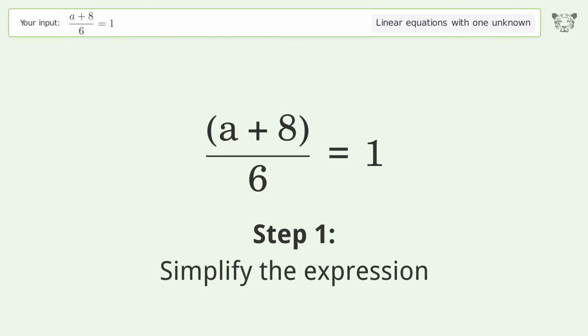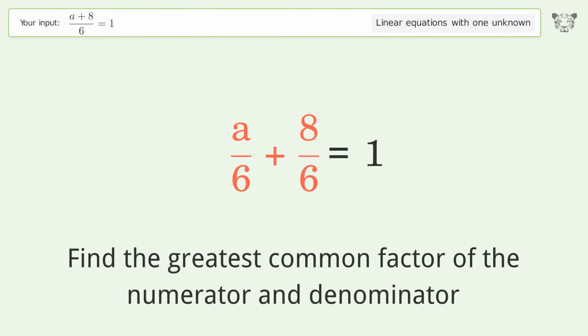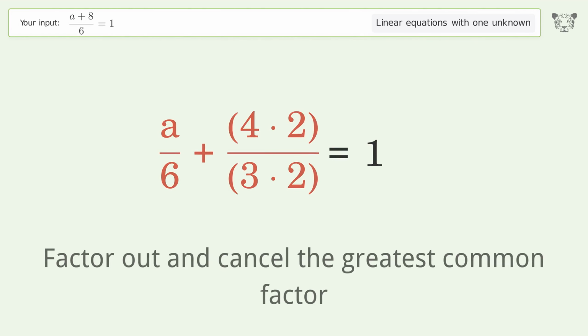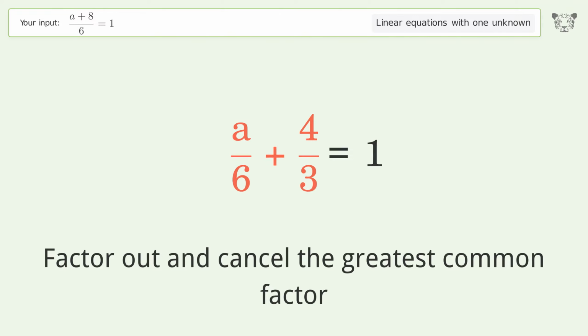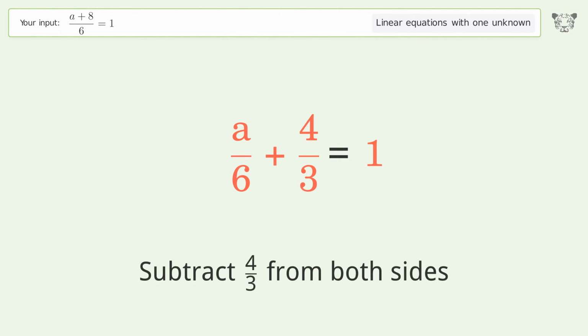Simplify the expression. Break up the fraction. Find the greatest common factor of the numerator and denominator. Factor out and cancel the greatest common factor. Group all constants on the right side of the equation. Subtract 4/3 from both sides.